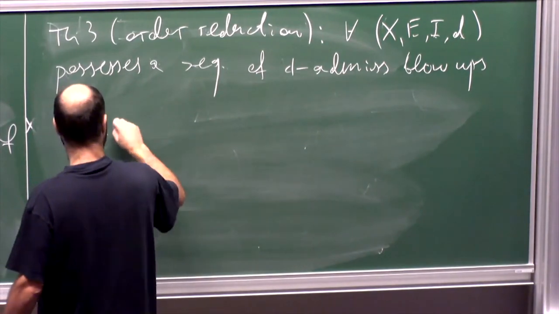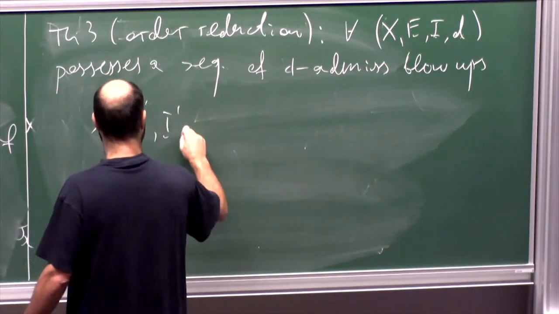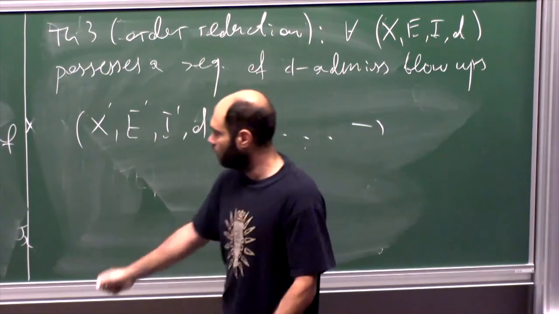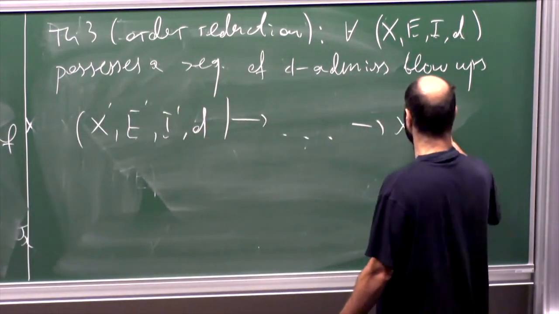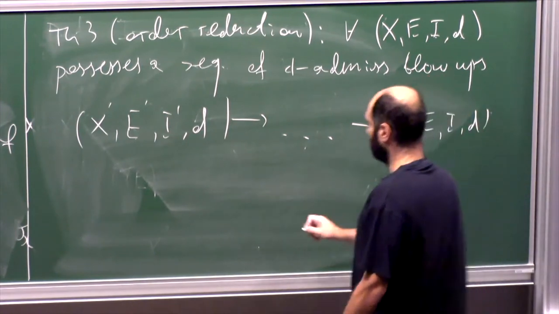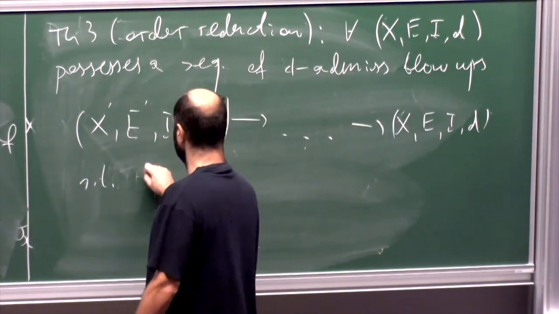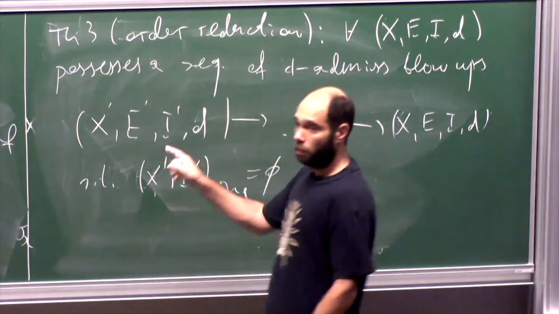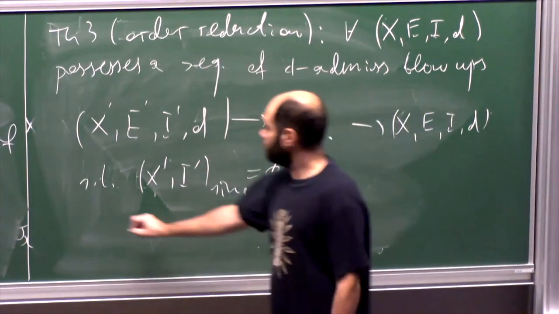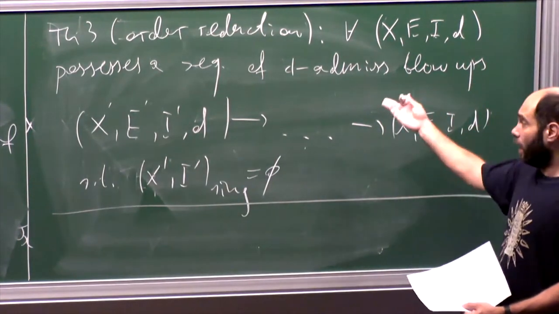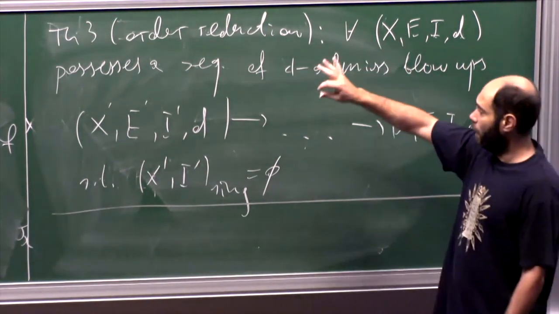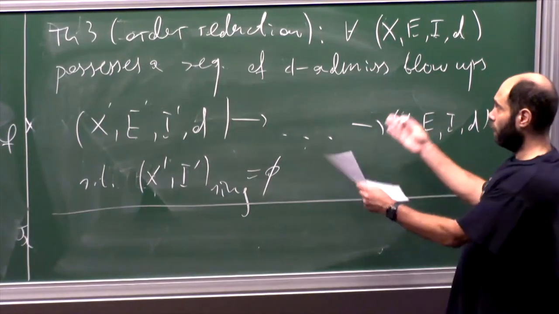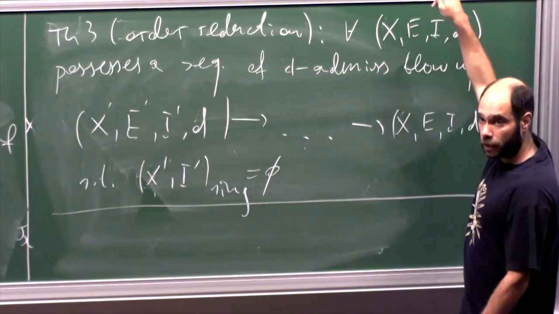I'll denote them X prime, E prime, E prime D, but it's a sequence. It's not a single one, it's a sequence, and each time we transform the ideal by such a root, such that this guy is resolved. Its order is smaller than D. Again, as in theorem 1 or theorem 2, this sequence should be functorial. I will not spell this out, but it's natural functoriality for arbitrary smooth morphisms between initial data.